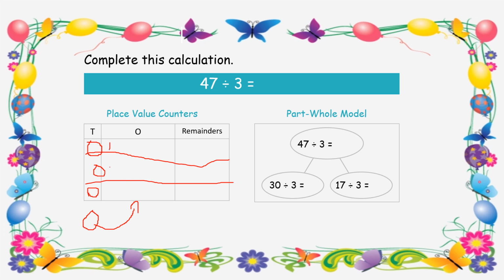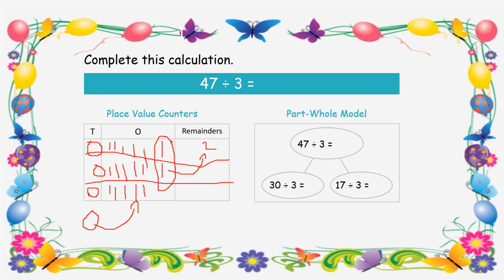So we have 1, 2, 3, 4, 5, 6, 7, 8, 9, 10, 11, 12, 13, 14, 15, 16, 17. As you can see, I have 2 left over because I am not able to share the last set equally amongst the 3 rows, but the rest I was able to share. So these 2 remaining I have to transfer to my remainders column. So I have 2 remaining here.